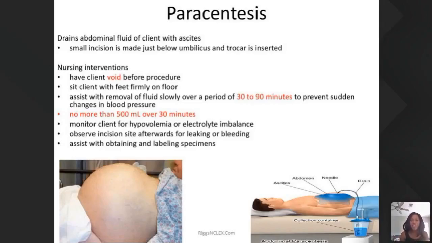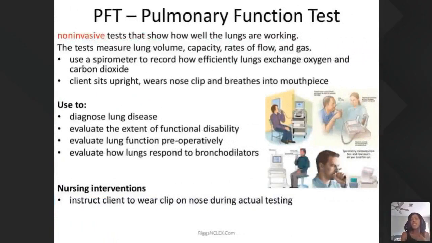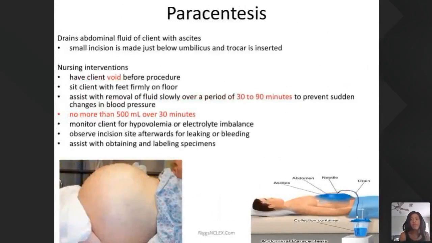Before we do paracentesis, we have the client void. When we remove the fluid, it's done over a very slow period of time, between 30 to 90 minutes, half an hour to an hour and a half, and no more than 500 mLs over 30 minutes. You don't want to do this quickly because then the fluid shift will happen too quickly. Afterwards, we want to make sure they're not leaking fluid. If we're going to get a specimen, we send it to the lab, but it's not a big deal. It's just a removal of all that excess fluid from the abdominal cavity.